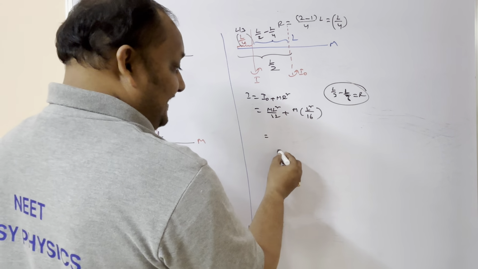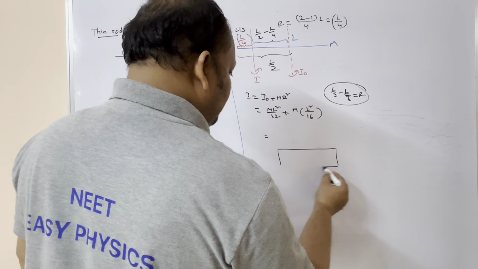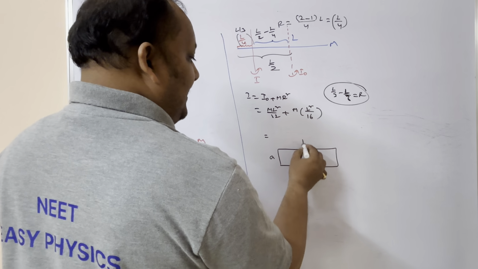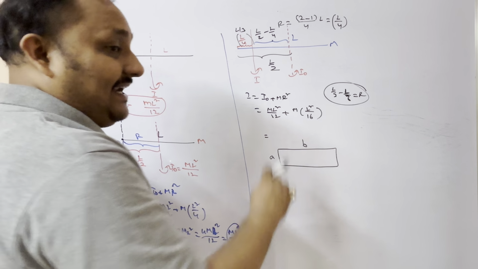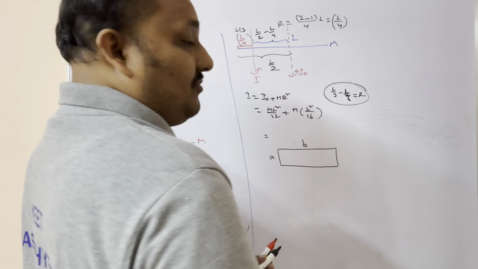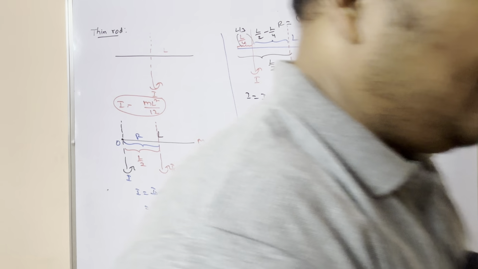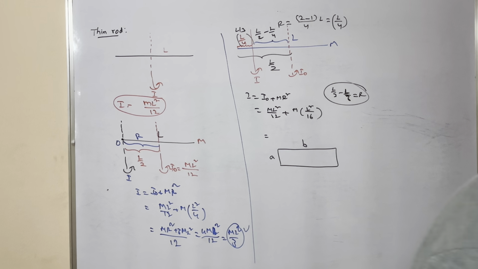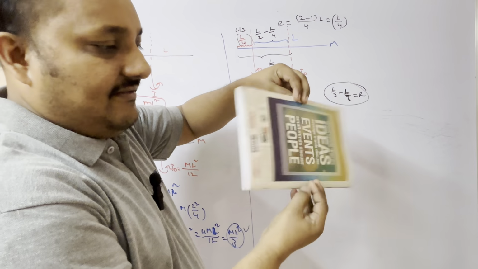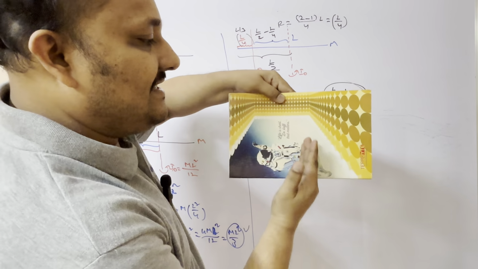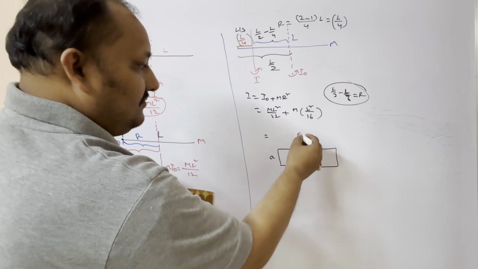Now, next, rectangular lamina. So length A, breadth B, otherwise length B, breadth A. In how many ways can this rectangular lamina be rotated? We'll see. If this is a rectangular lamina, it can be rotated like this. Whenever you are rotating like this, this is the axis of rotation. So which axis of rotation will it be? Like this.